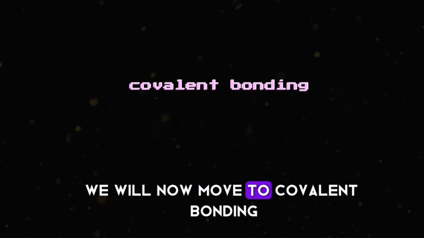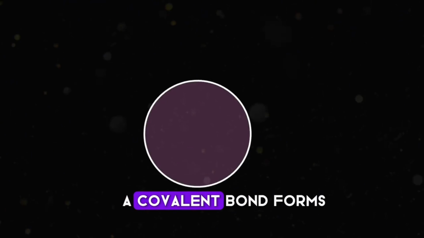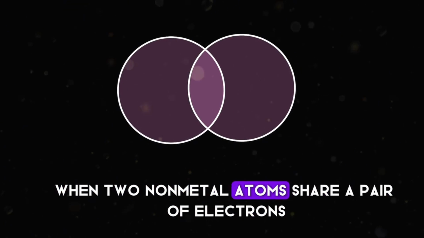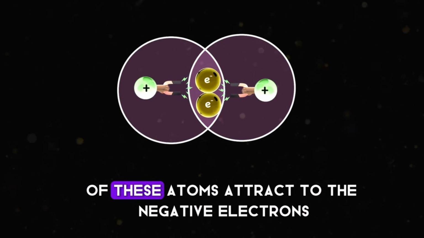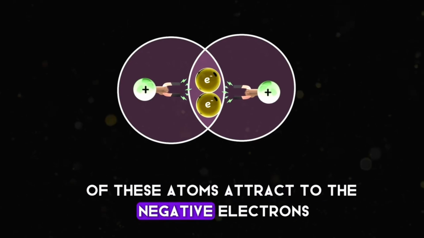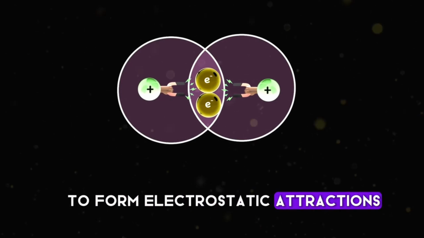We will now move to covalent bonding. A covalent bond forms when two nonmetal atoms share a pair of electrons. The positive nuclei of these atoms attract the negative electrons to form electrostatic attractions.